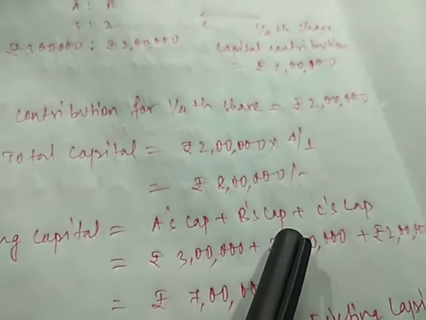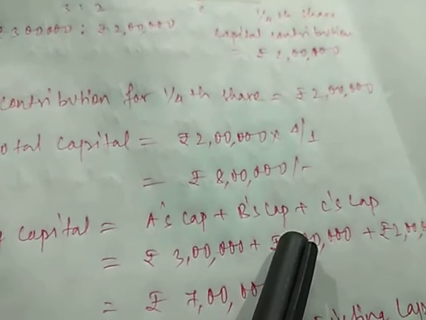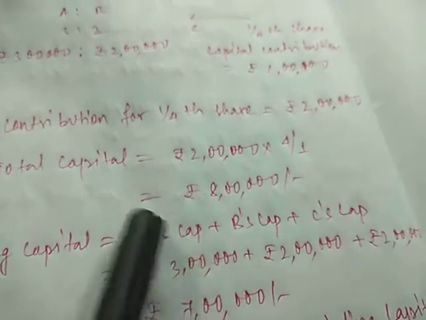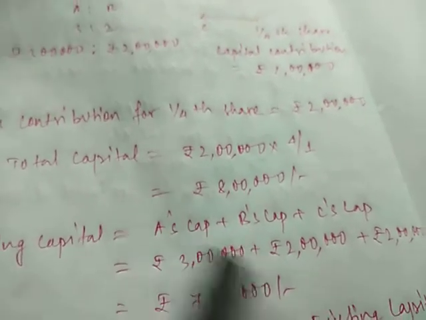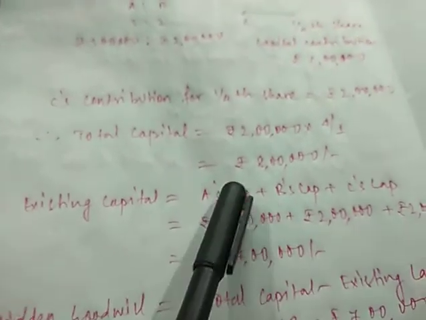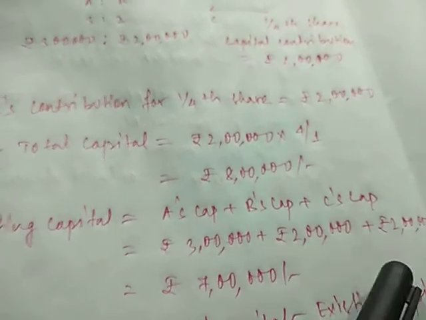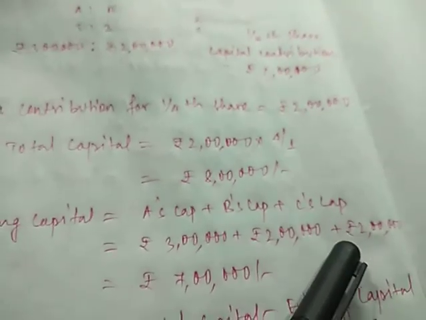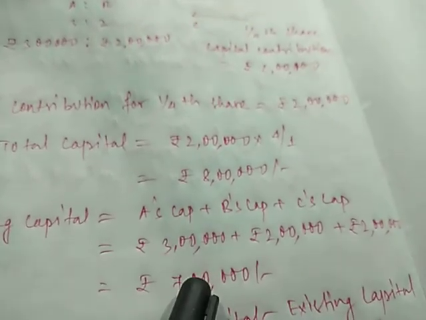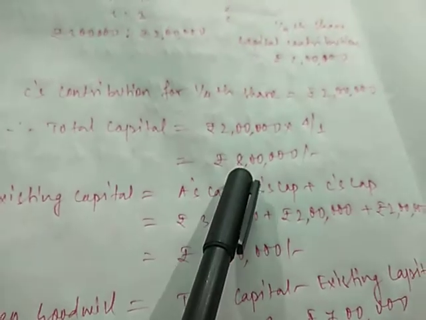But if you have advertisement suspense, previously appearing goodwill or profit and loss account debit balance, then these items will be subtracted. However, in this question, suppose it is not given, then A's capital plus B's capital plus C's capital will be the existing capital. A's capital was 3 lakh, B's capital 2 lakh, and C's contribution is also 2 lakh in capital. So 3 lakh plus 2 lakh plus 2 lakh is 7 lakh. So 7 lakh is the existing capital and total capital is 8 lakhs.